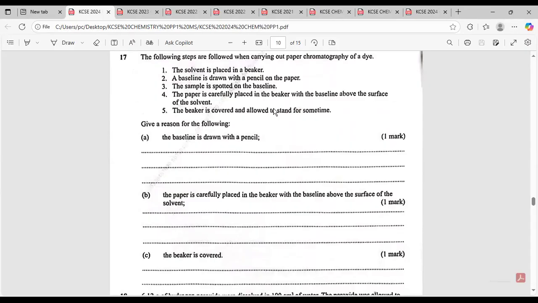The following steps are followed in carrying out paper chromatography of a dye. The solvent is placed in a beaker. A baseline is drawn with a pencil on the paper. The sample is spotted on the baseline. The paper is carefully placed in the beaker with the baseline above the surface of the solvent. The beaker is covered and allowed to stand for some time. Give a reason for the following. The first one.